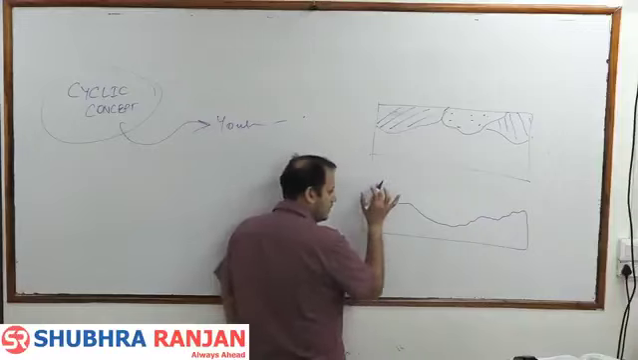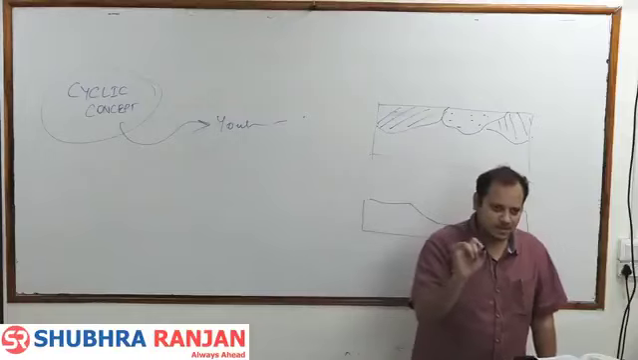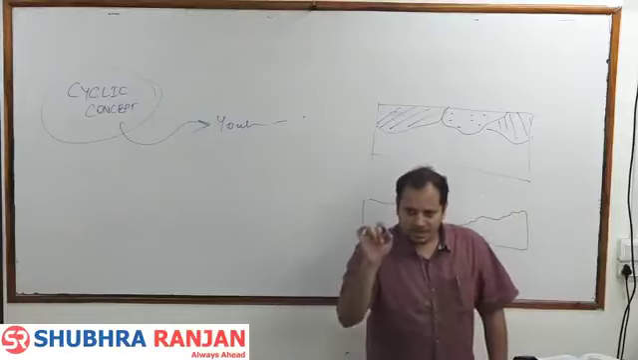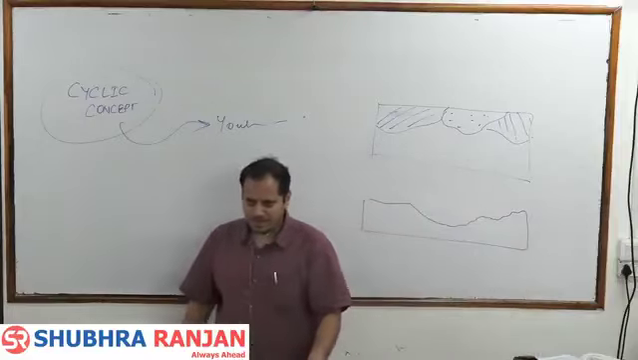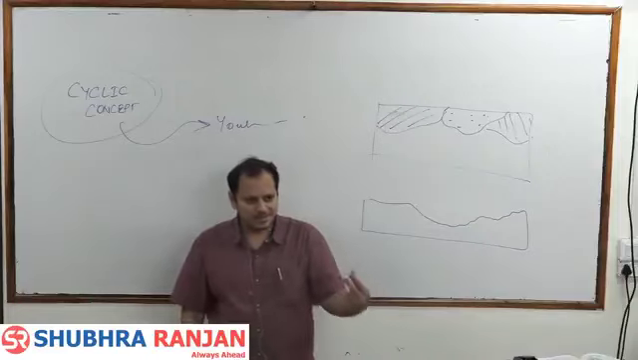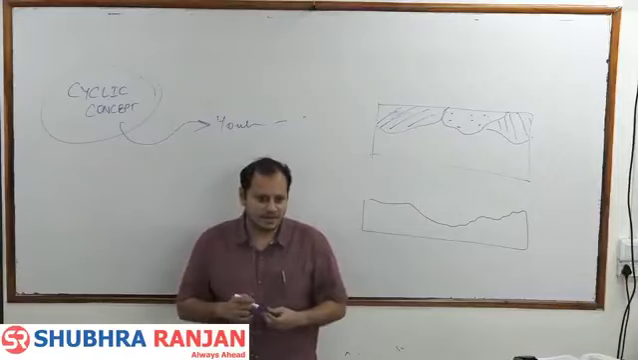So this kind of an approach is what is known as systems analysis in geomorphology. They consider Earth as an open system, while the cyclical concepts consider Earth as a closed system. What is open system? What is a closed system? Any idea here in the class?